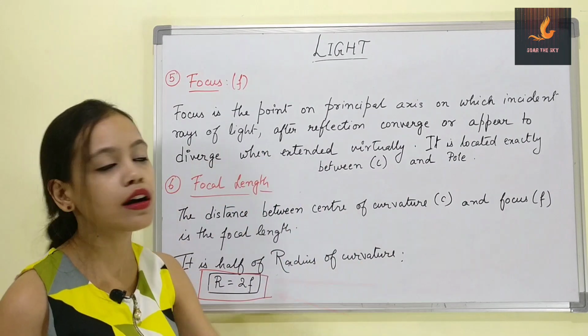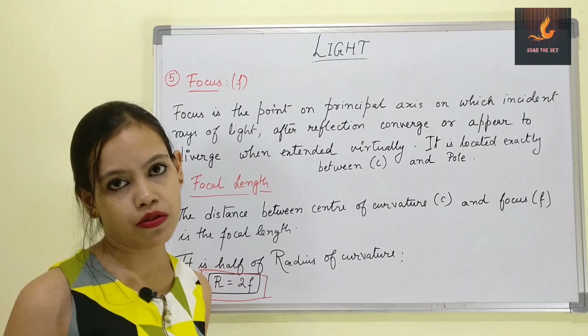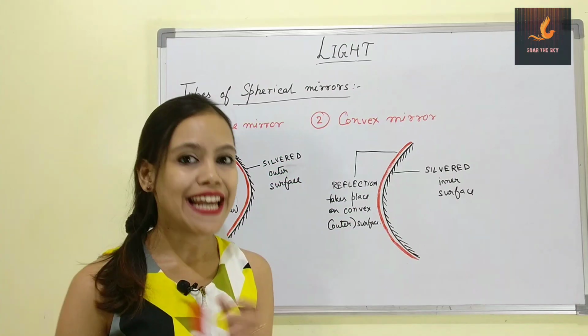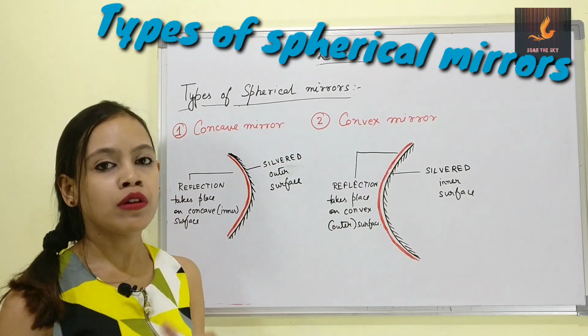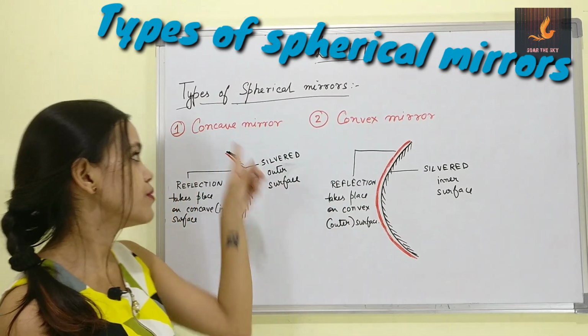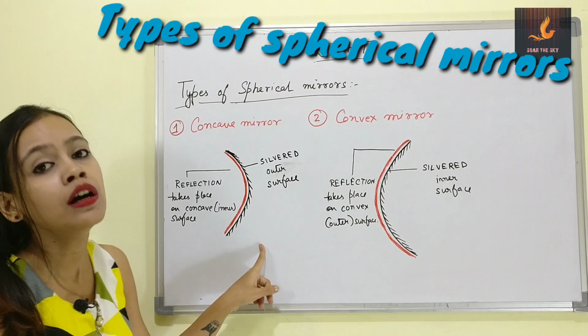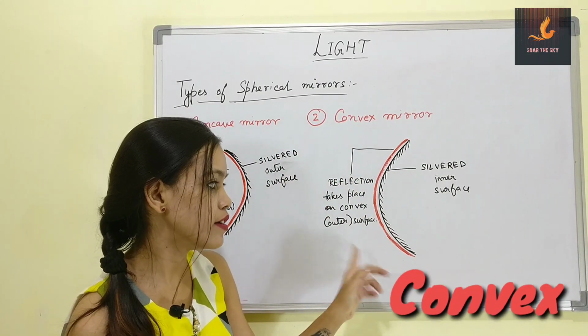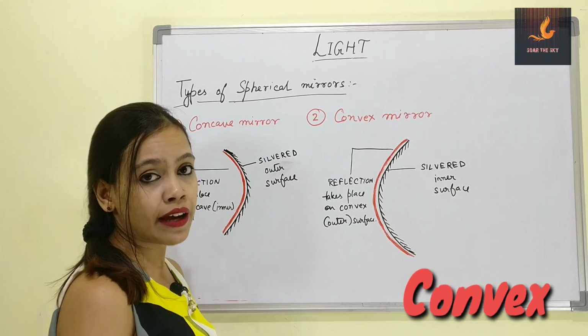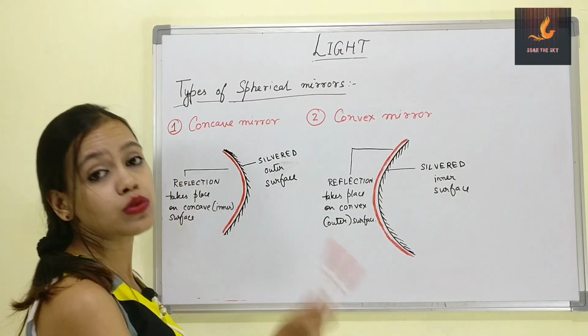So these all are the definitions and you already know the drill by now. The next topic is the various types of spherical mirrors. We have already known the names of those types. First one is concave. Here is the schematic diagram, and second one is convex, and here is also the schematic diagram of it. Now what do we see in these two diagrams?